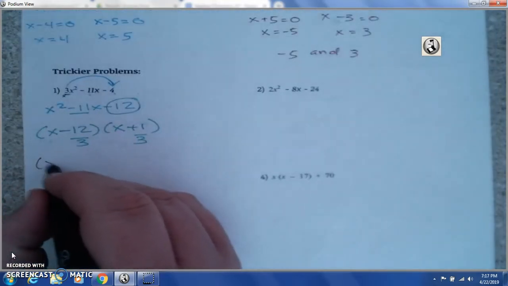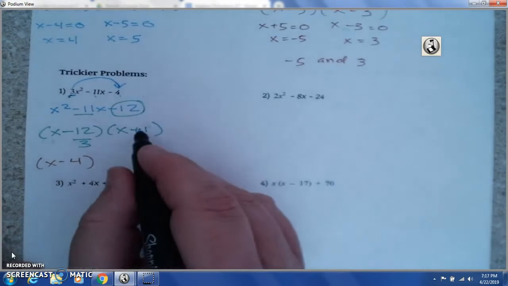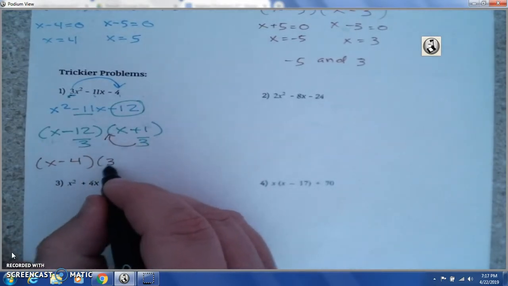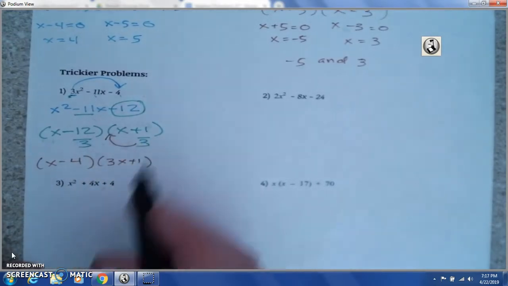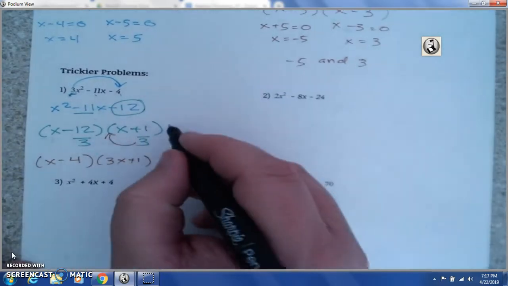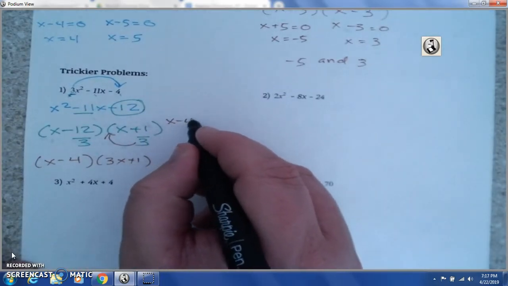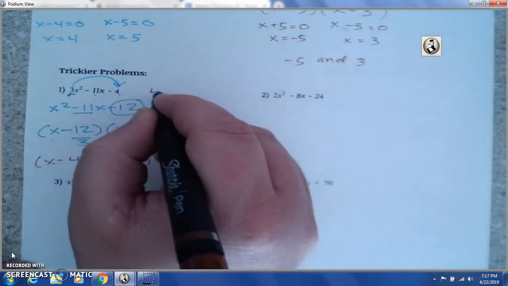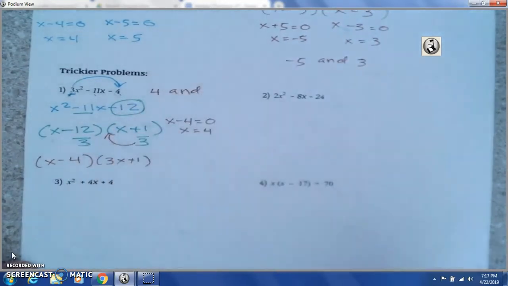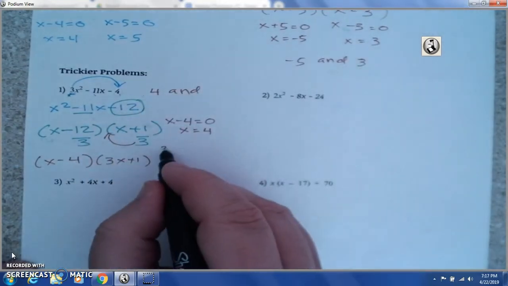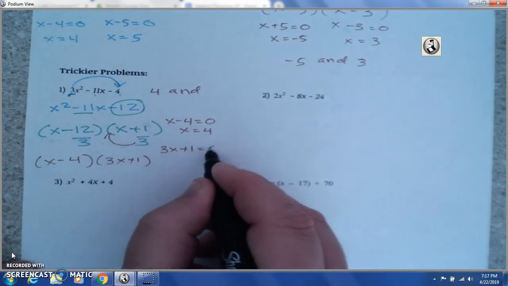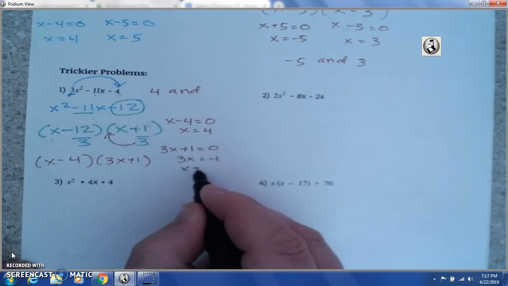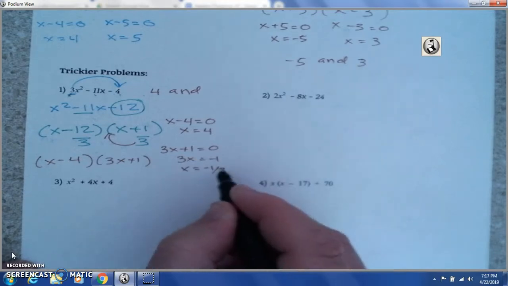And this simplifies. X minus 4, and then again, got to move that 3 up. 3x plus 1. And here, I have to set each of those factors equal to 0 and solve. So x equals 4, that's one of your zeros. And then I've got to set 3x plus 1 equal to 0. So 3x equals negative 1, and x equals negative 1/3. Okay?